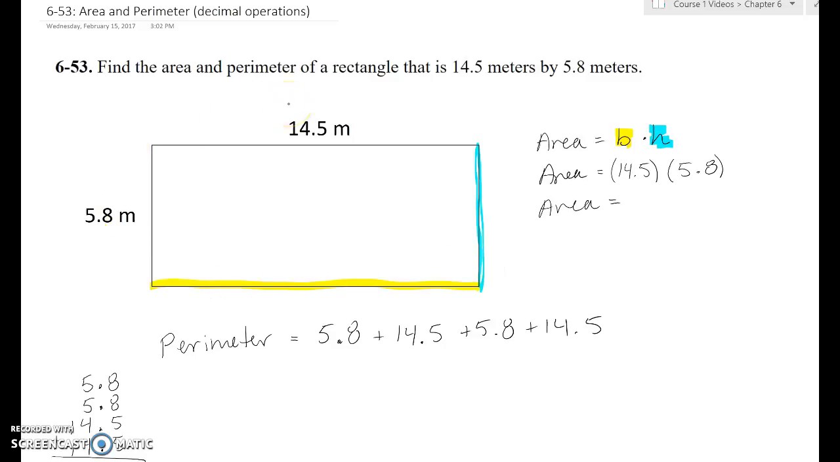And that's the same all the way around. This is 14.5 meters, and so is this distance here. These distances are equivalent. It's a rectangle. The opposite sides are congruent. So if I want to find the distance all the way around, that's the perimeter, the distance around the outside of an object, I'm just going to add all of these lengths.